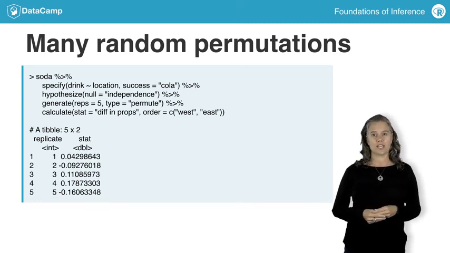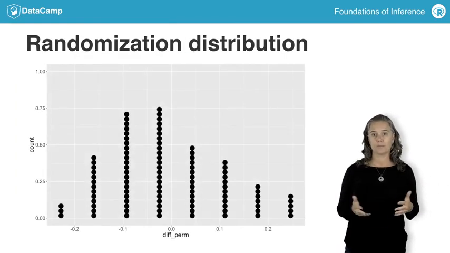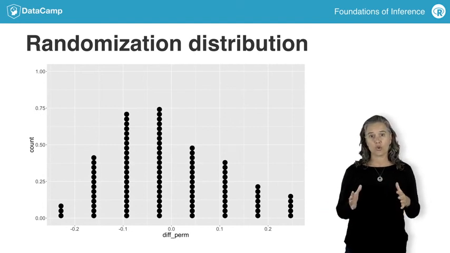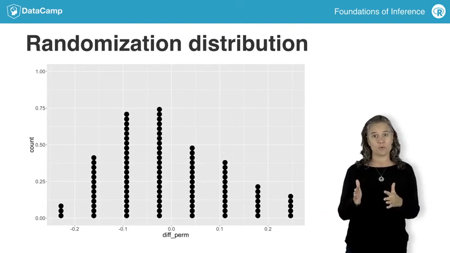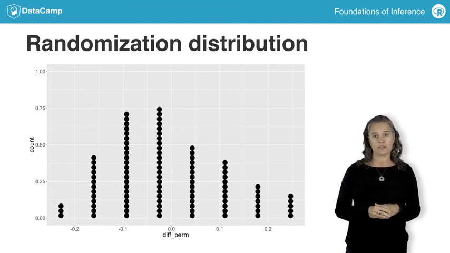By repeating the permutation process 100 times, the null differences are seen to range from approximately -0.3 to +0.3, although the majority of the differences are between -0.1 and +0.1. The observed data difference of -0.09 doesn't seem too extreme compared to this collection of null differences.